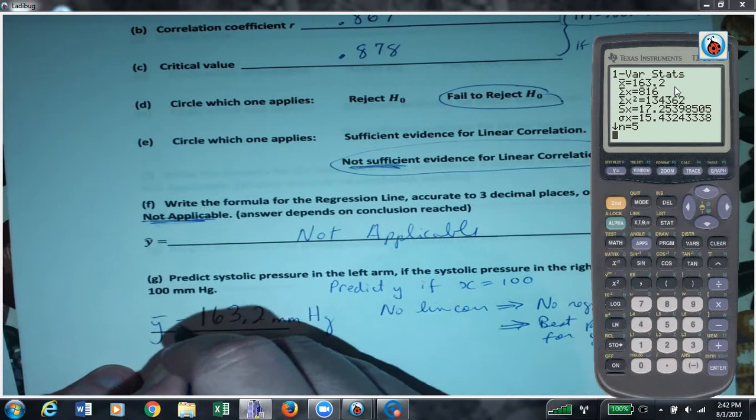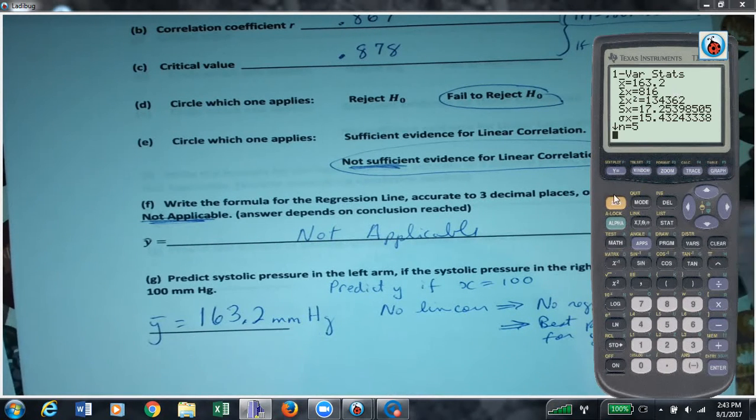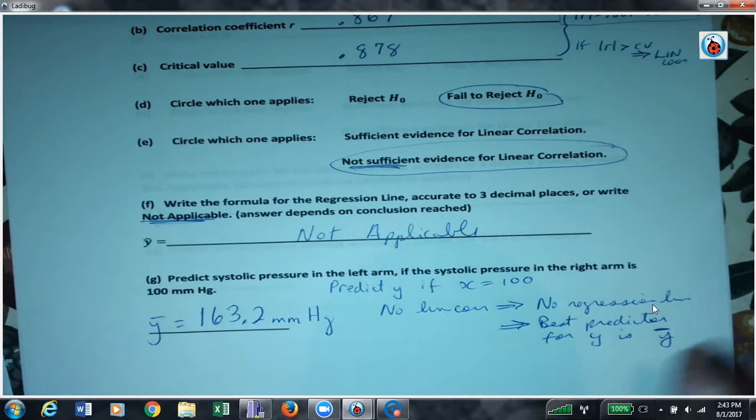That is the best predictor that we have because there was no linear correlation.